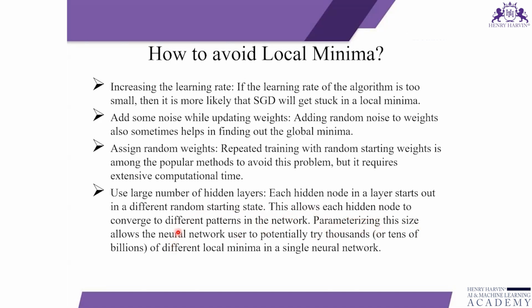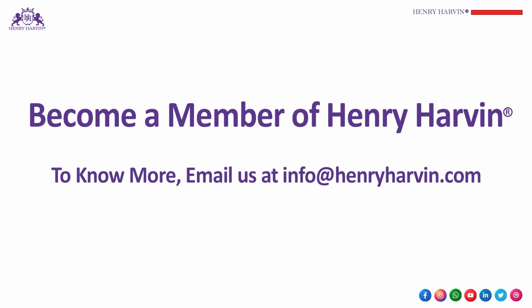Parameterizing this size allows the neural network user to potentially try thousands of different local minima in a single neural network. Hope this is clear to you. So here we have discussed the optimization algorithms, and this is really important to build a neural network.